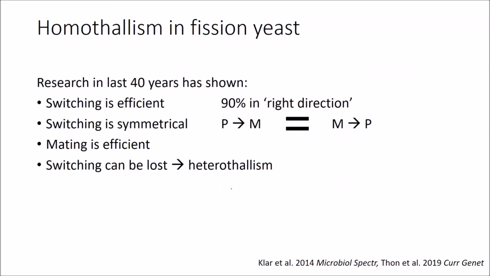A lot of research has been done on this specific mating type switching phenomenon, and we know that switching is very efficient. It happens in the right direction, so plus becomes a minus and minus becomes a plus. Switching is very symmetrical, so there are as many pluses changing to minuses and vice versa. Everything is very efficient, mating is efficient, and we know that heterothallism can evolve, or switching can be lost, so we can end up with heterothallism again. So what I showed you before were switching strains and heterothallic strains.